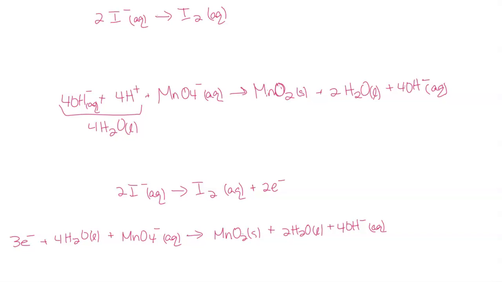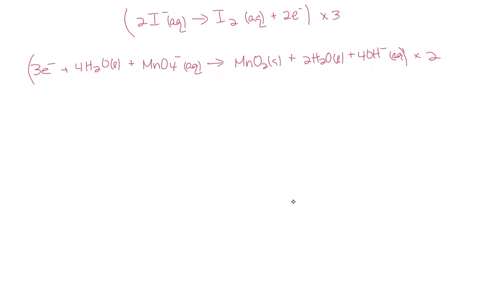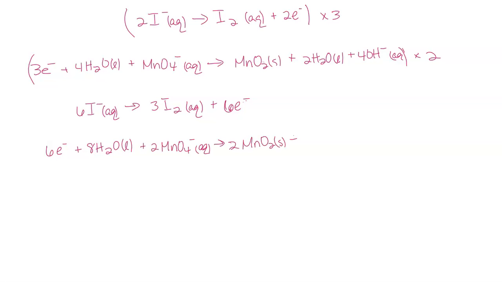So we see here the charges are not equal to each other. So we need to make them equal. And by doing that, iodine will need to be multiplied by 3, so those electrons will equal 6. So we're going to rewrite this down here. Next, we multiply by 2 for the next line. So we have 6 electrons, 8 waters plus 2 MnO4⁻ goes to 2 MnO2 plus 4 waters plus 8 OH⁻.